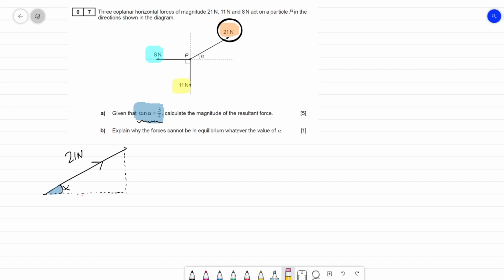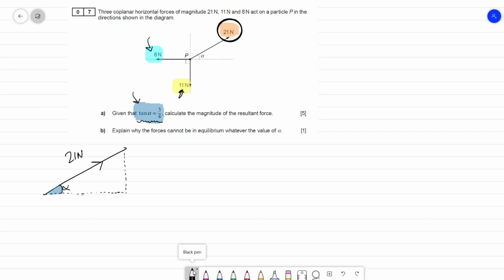Hi, this is question 7, or the second mechanics question in this paper. What have we got? We've got 3 forces. We've got an 8 Newton force acting to the left, an 11 Newton force acting downwards, and a 21 Newton force acting at an angle. They tell us a little bit about the angle here. They say that tan alpha is 3/4.